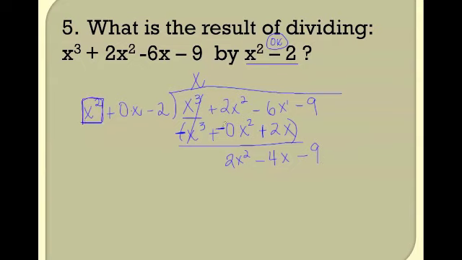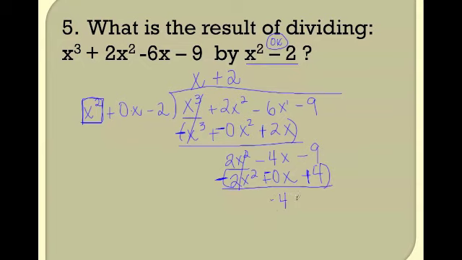Now I ask, x squared times what equals 2x squared? And that would just be a 2. 2 times x squared is 2x squared. 2 times 0x is 0x, and 2 times negative 2 is negative 4. Again, I have to subtract all of this, so I distribute that subtraction. This becomes a plus. Those add to 0.